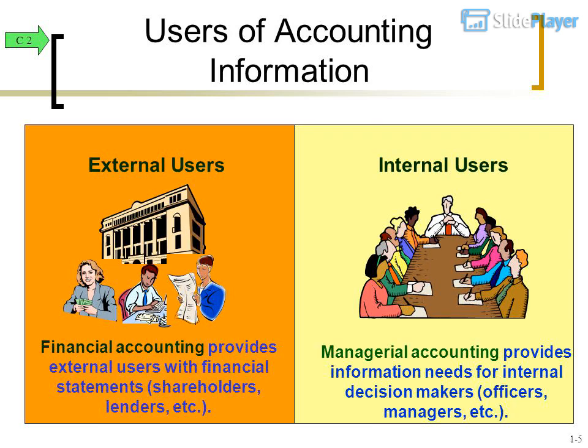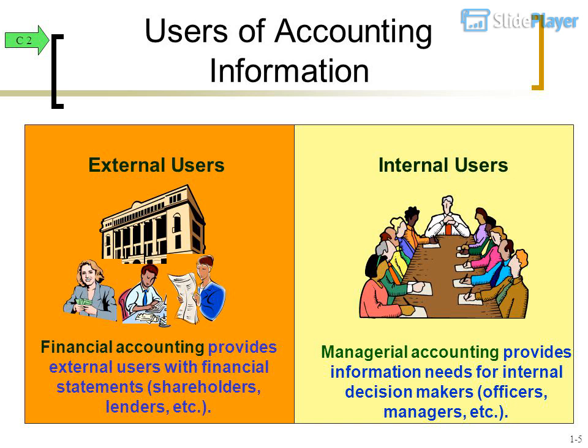Users of accounting information. External users: financial accounting provides external users with financial statements, such as shareholders, lenders, etc. Internal users: managerial accounting provides information needs for internal decision makers. In this book, we will spend most of our time developing financial accounting information for external users. Some of the material we cover will prove useful to managers and other internal decision makers. Managerial accounting provides information needs for internal decision makers, officers, managers, etc.